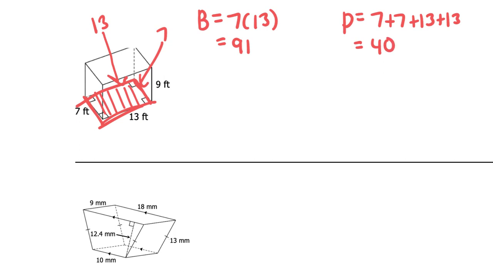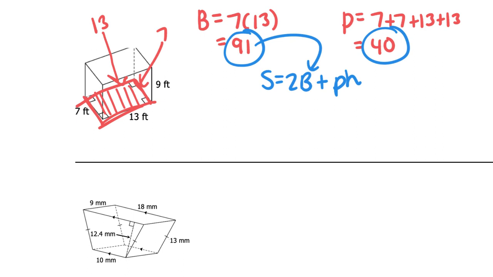So again, those are not really my answers. So now I'm just going to plug them into the surface area formula. So I know that surface area is 2 times the area of the base plus PH. This is my area of the base, that goes there. This is my P, that goes there. The height of the prism is 9. I can tell in my picture.